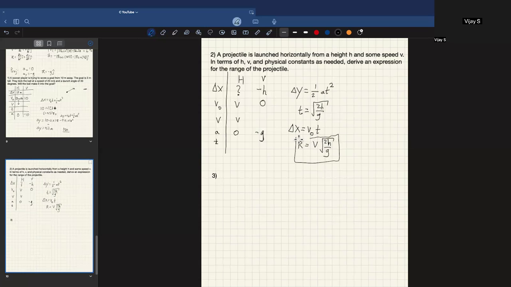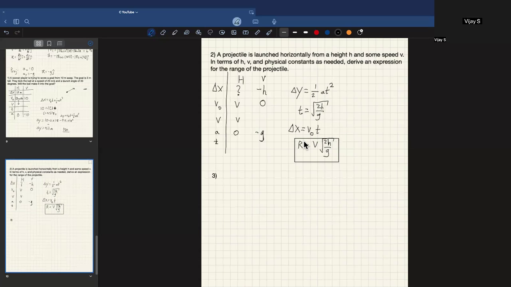One way of reading this expression, of course, is the higher up an object is launched from, the farther it'll go horizontally. The more speed you give it, the farther it'll go horizontally, which hopefully makes sense because you're launching it horizontally to begin with. Now, interestingly enough, if you quadruple the launch height and keep everything else constant, you're only going to increase the range by a factor of root 4, which is 2. So quadruple the height, you're only doubling the range, which is kind of interesting. You might not have expected that.